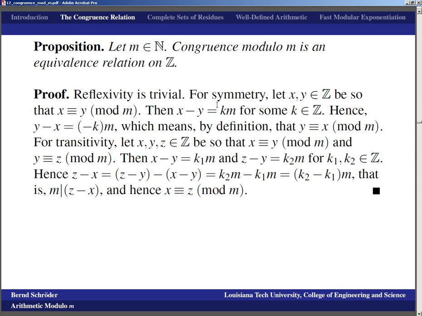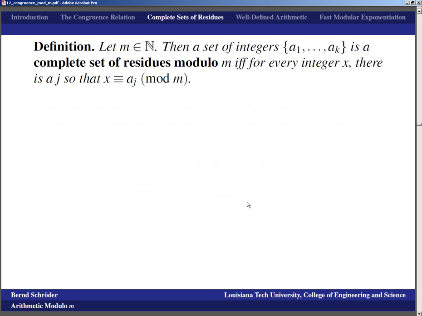So for example, equivalence modulo m cuts up the integers into disjoint subsets of numbers that are all equivalent modulo m. And what you're then interested in is actually a complete set of representatives, or here a complete set of residues modulo m. And when our modulus is a natural number, then a set of integers a1 through ak is called a complete set of residues modulo m if and only if for every integer x there is a j so that x is equivalent to aj modulo m.